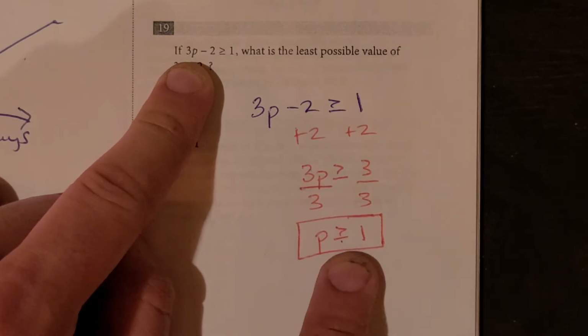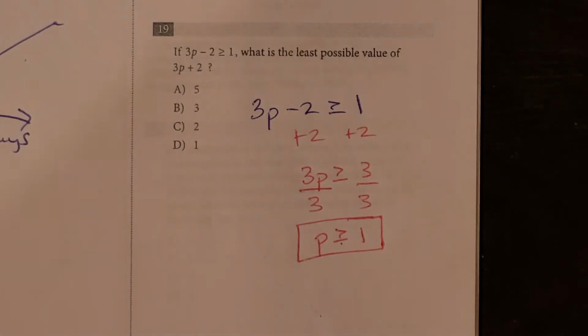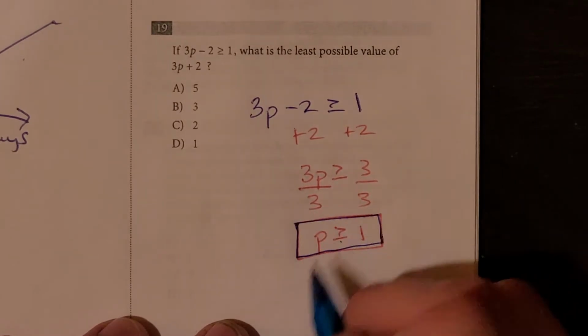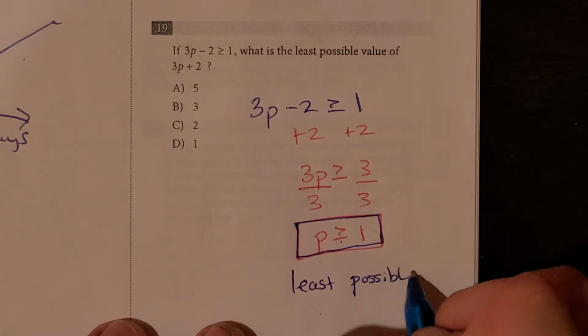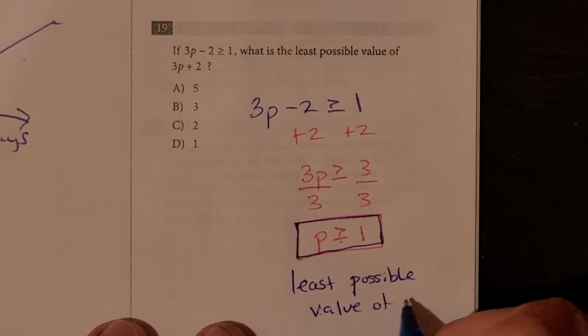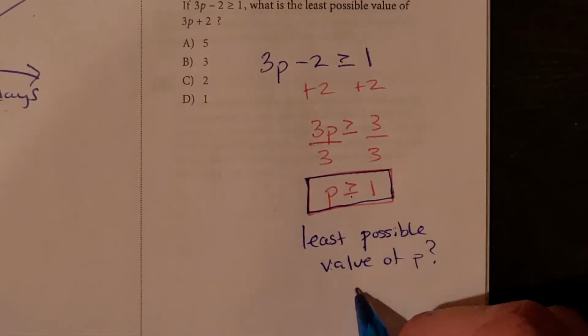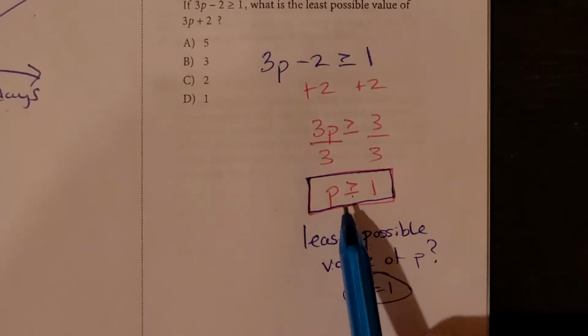Okay, now, that right there is not the answer, because they didn't just ask what's the answer to this. They said what is the least possible value of 3p plus 2. Well, let me ask a different question. Knowing this answer right here, what is the least possible value of p? Well, if p is guaranteed to be greater than or equal to 1, the least possible value of p is 1. P equals 1. Because it's definitely not less than 1. It's greater than or equal to 1.